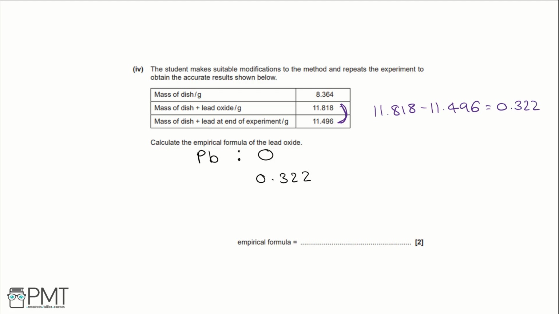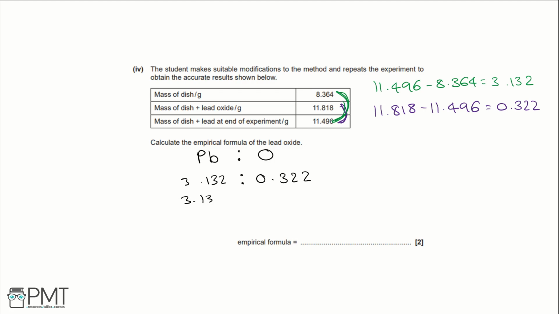That equals 0.322. Then working out the mass of lead, that would be the difference of these two. So that's 11.496 minus 8.364. That equals 3.132. So then we can work out the molar ratios by dividing by the relative formula mass.